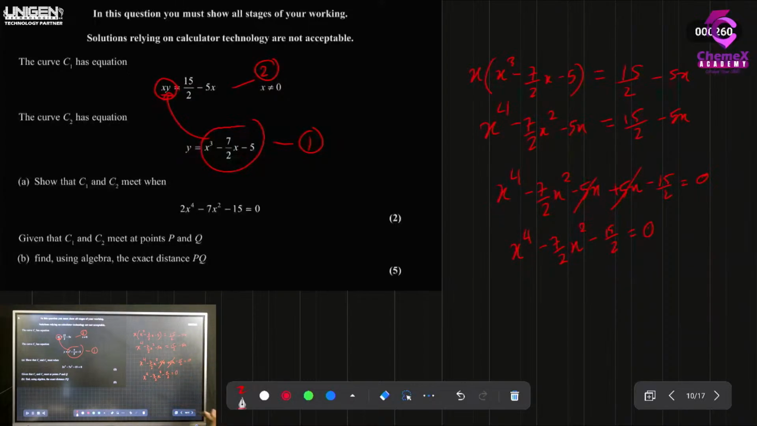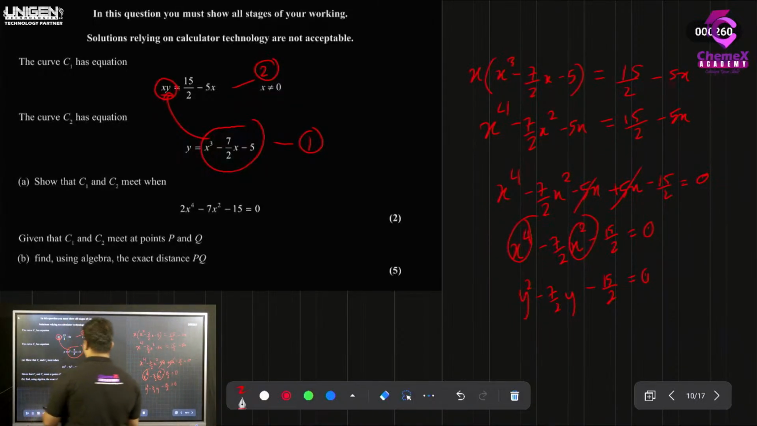So b squared minus 4ac. You can let x to the power 2 be y. So then you actually get y squared minus 7 over 2 y minus 15 over 2. Then we use the b, a, c. B squared minus 4ac is what?